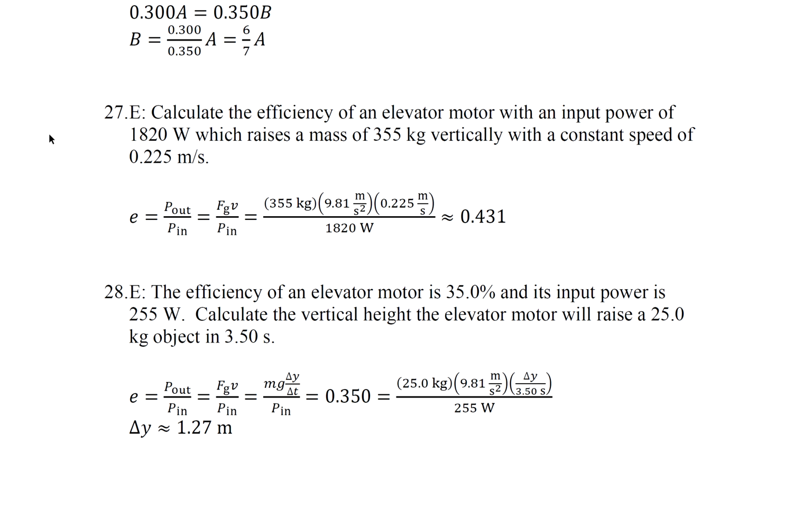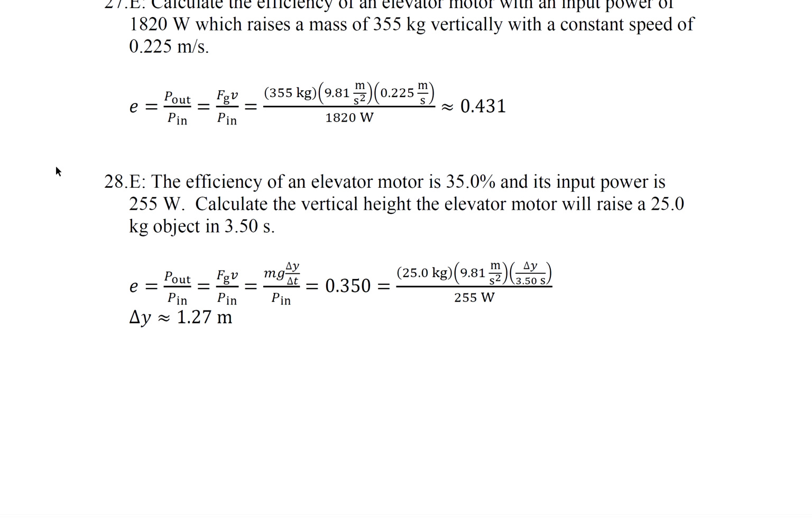Question 27. Calculate the efficiency of an elevator motor with an input power of 1820 watts, which raises a mass of 355 kilograms vertically with a constant speed of 0.225 meters per second. So efficiency is power out over power in. We know P out is FV. We're going to use a force of gravity. And V is like delta H over delta T.